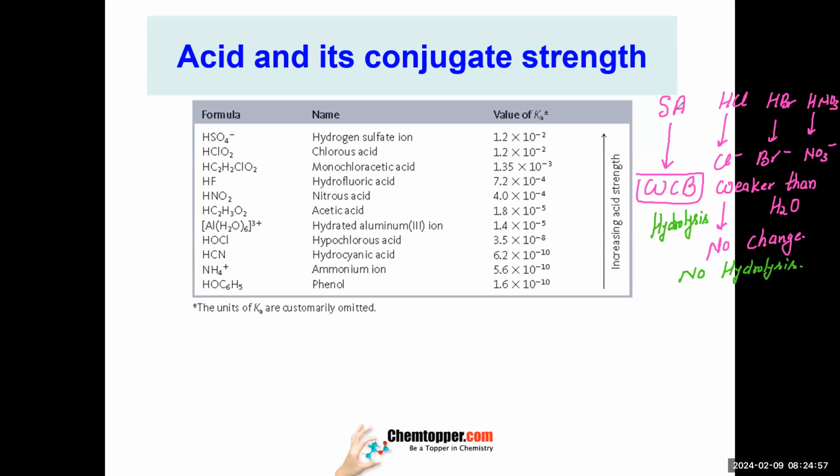This is the case with strong acid as well as with strong base. Both of them are going to behave exactly in the same manner. Strong acid will give you a weak conjugate base. Strong base will give you a weak conjugate acid. So they will not interact with water at all. And you know how to identify your strong acids and strong bases. That is the reason I said memorize your strong acids and strong bases.